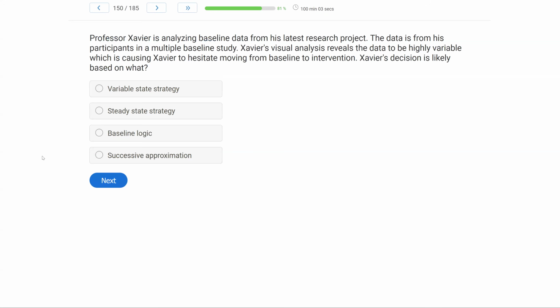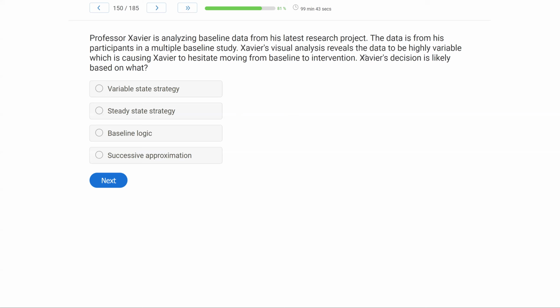Professor Xavier is analyzing baseline data from his latest research project. The data is from his participants in a multiple baseline study. Xavier's visual analysis reveals the data to be highly variable, which is causing Xavier to hesitate moving from baseline to intervention. Xavier's decision is likely based on what?